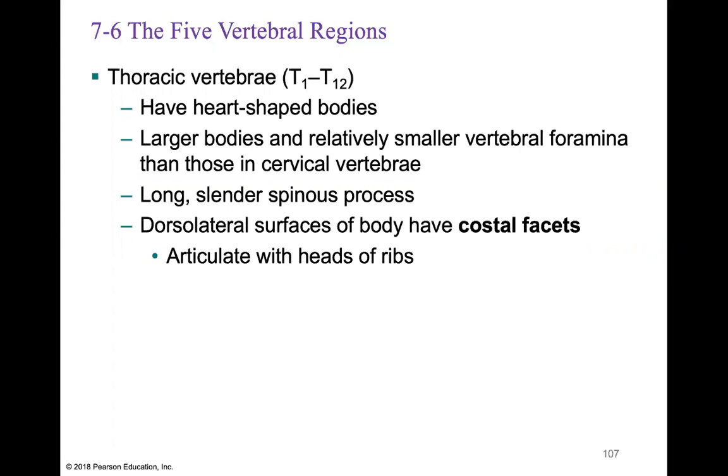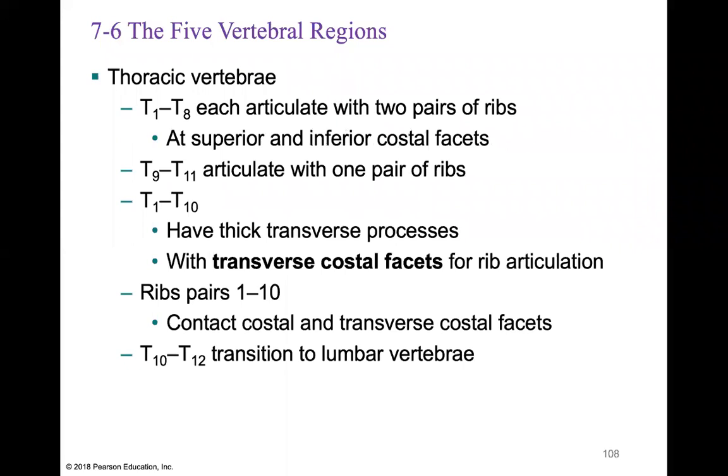They're also going to have costal facets. These are going to be articulation points for the heads of the ribs. So looking at the thoracic vertebrae, T1 through T8 each articulate with 2 pairs of ribs. T9 through T11 will articulate with 1 pair of ribs. T1 through T10 are all going to have thick transverse processes. Rib pairs 1 through 10 will contact costal cartilages. They will have contact via costal and transverse facets on the thoracic vertebrae.